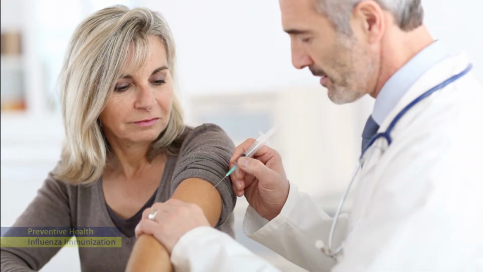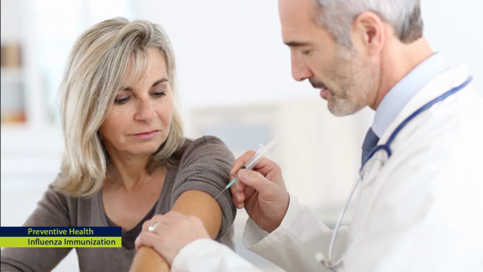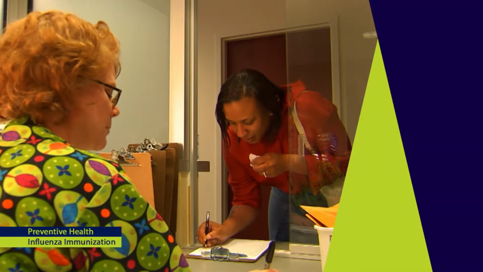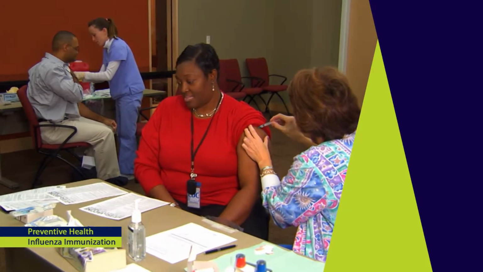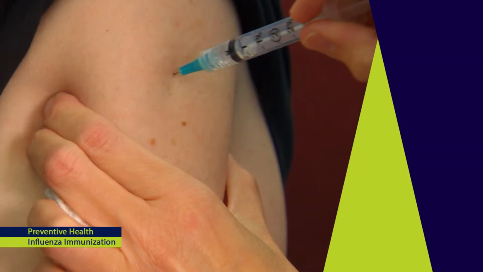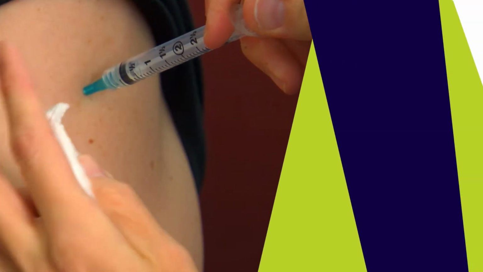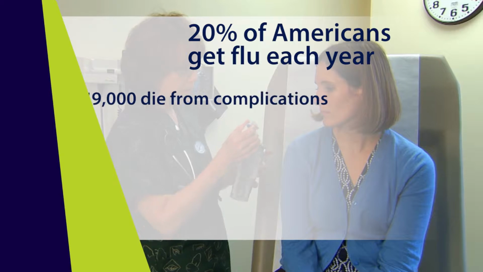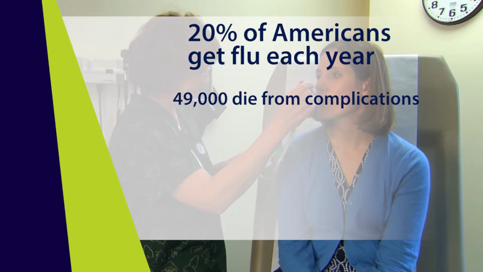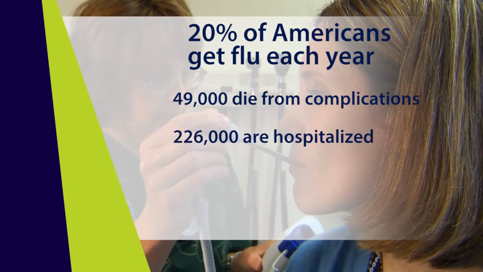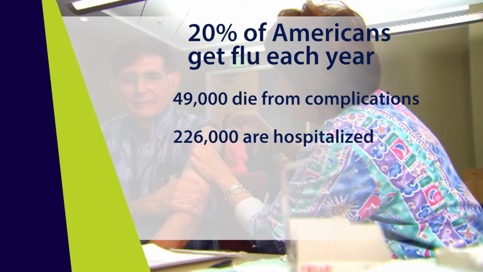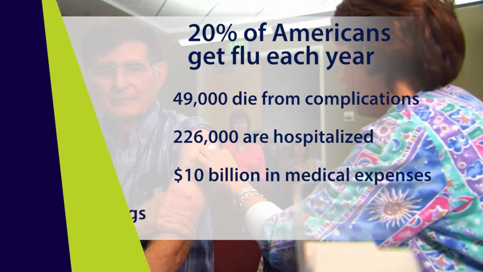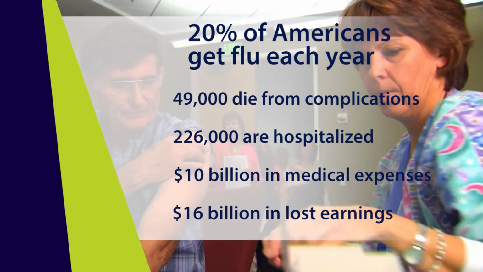The first preventive care and screening measure is for the influenza vaccine. Across all populations, flu vaccination rates in Michigan fall below the national average. In fact, there are only a handful of states whose rates are worse than ours. Every year, about 20% of Americans get the flu. As many as 49,000 die of flu-related complications, and some 226,000 are hospitalized. This adds up to $10 billion in medical expenses and $16 billion in lost earnings.